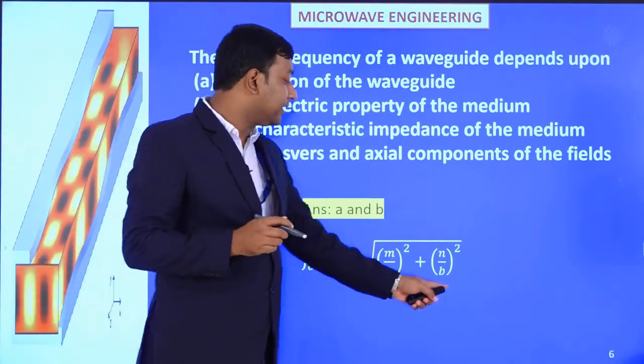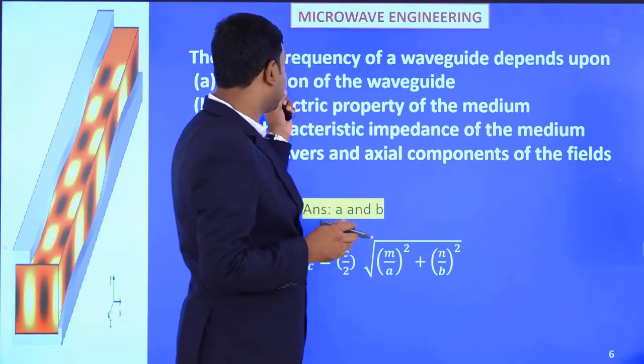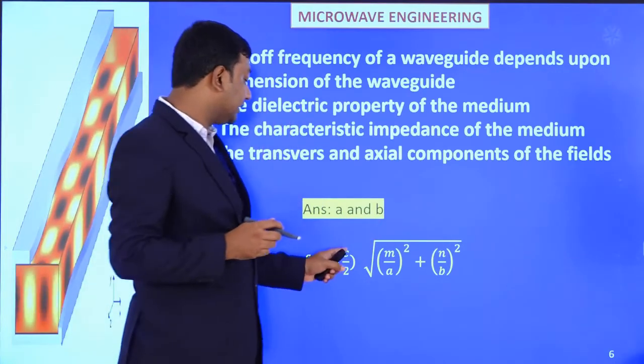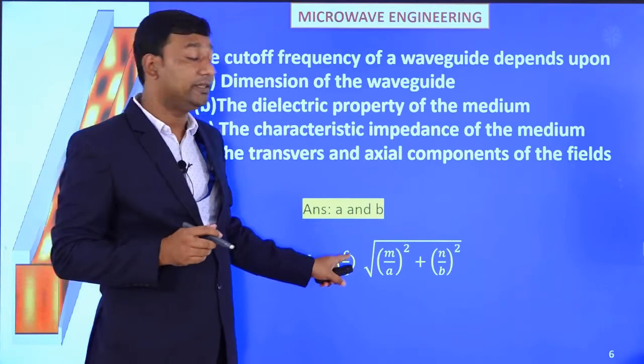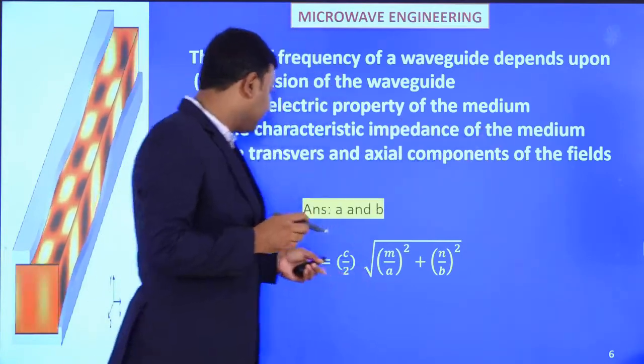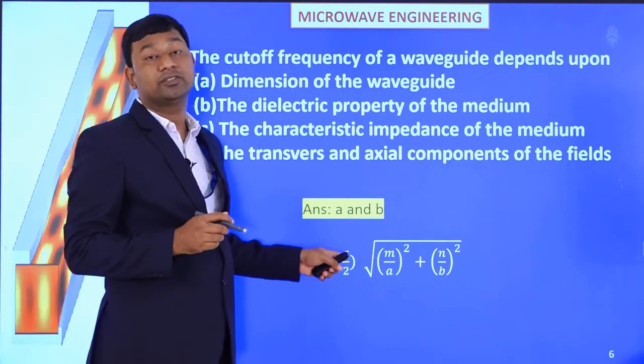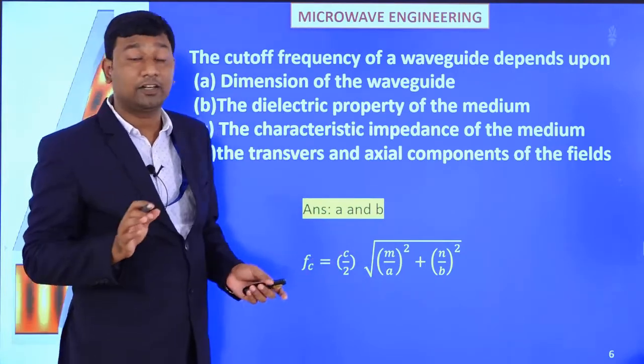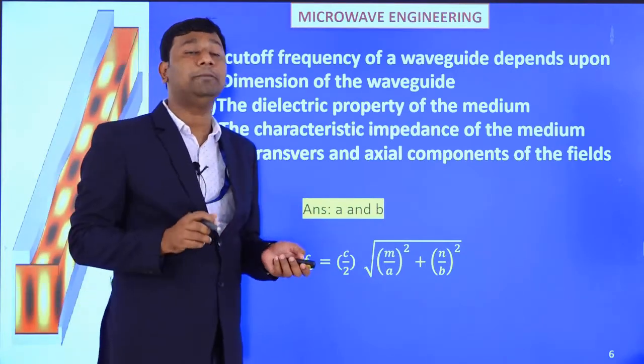So A is the dimension of the waveguide, and another one is c, which depends on the velocity, that is the dielectric property of the medium. For an air medium we consider c equal to 1 by root over mu epsilon, but in another medium the c value will change.